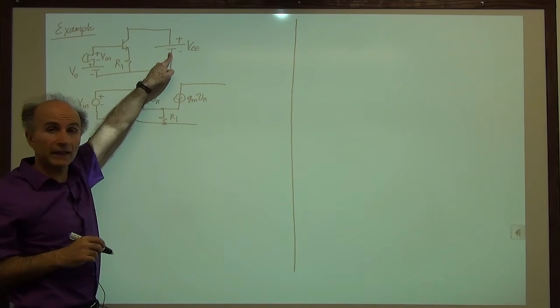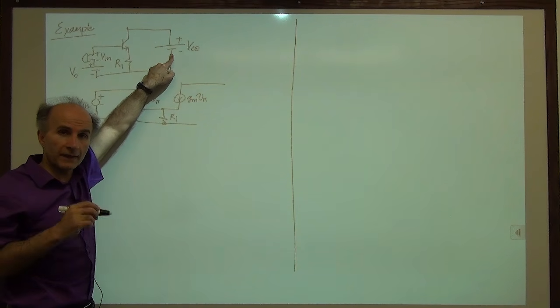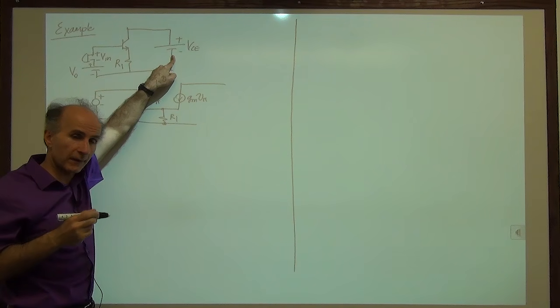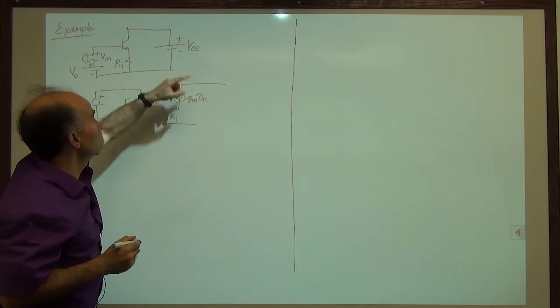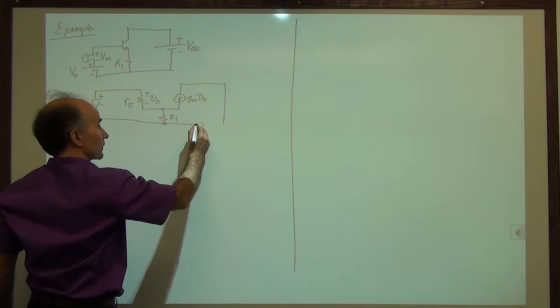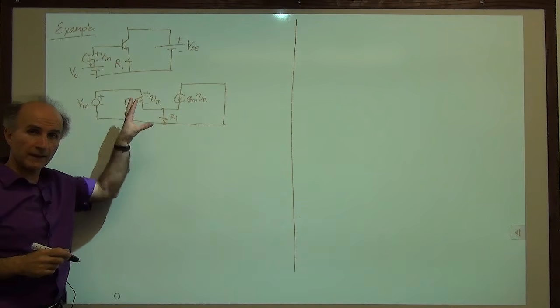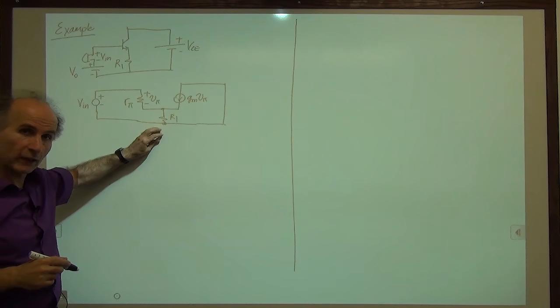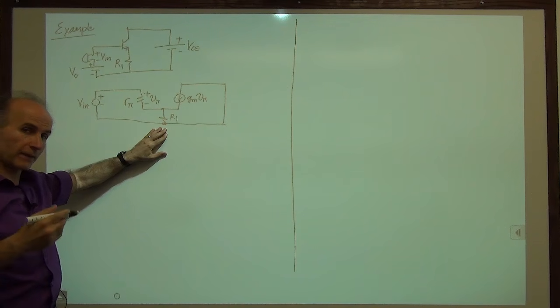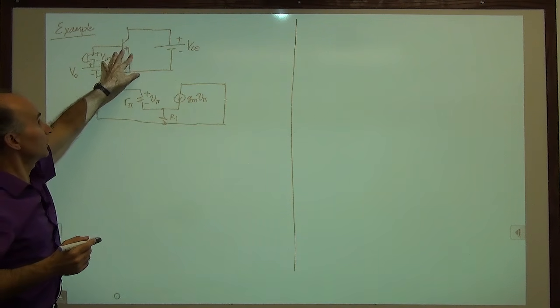And then we said that any constant source is set to 0 in small signal analysis. So that is set to 0. It becomes a short circuit. This is the small signal equivalent circuit, or small signal model, of the original circuit.